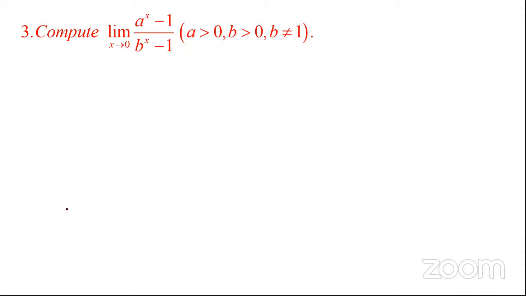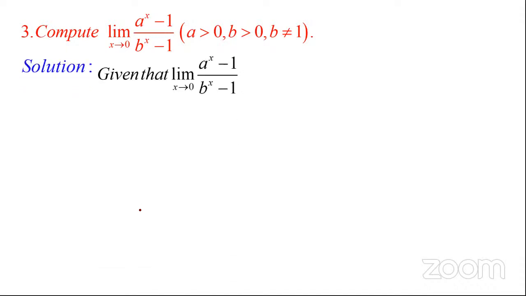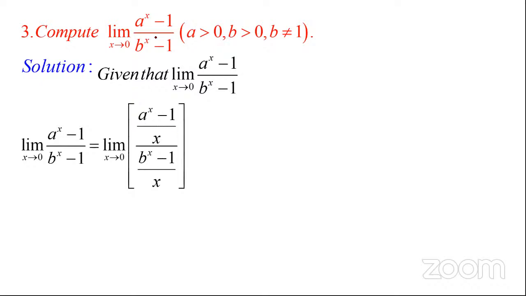In the previous problem we used one formula, that is the limit as x tends to 0 of (a power x minus 1) by x equal to log a to the base e. So we have to transform into that form. We just have to divide by x. So I'm dividing the numerator and the denominator by x. Then the x gets cancelled.